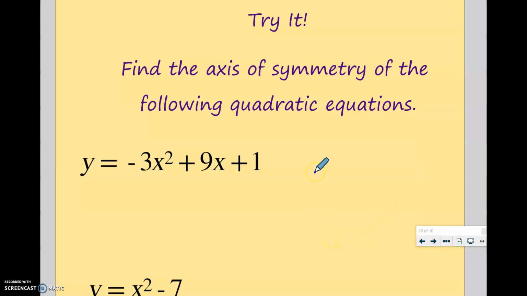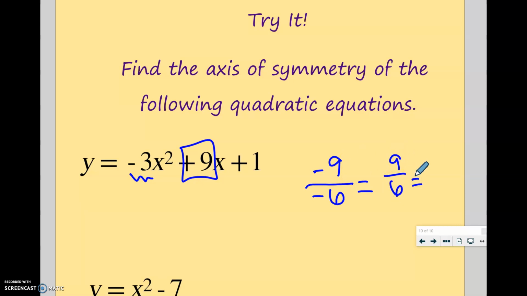Okay, so if I'm going to go and do negative b over 2a on this one, here's my b, so negative 9 over 2a, so 2 times a is negative 6. So then I'm going to simplify it. This one's going to be a positive. So if I do 9 over 6, I'm going to divide them both by 3. So I get 3 over 2. So that's going to be x is 3 over 2, or 1.5.